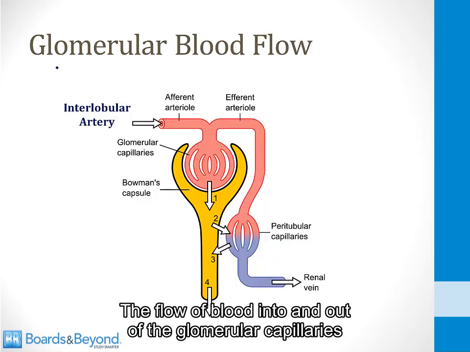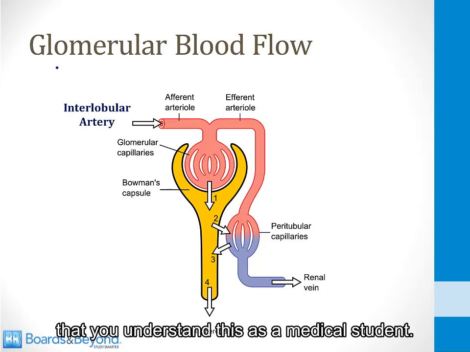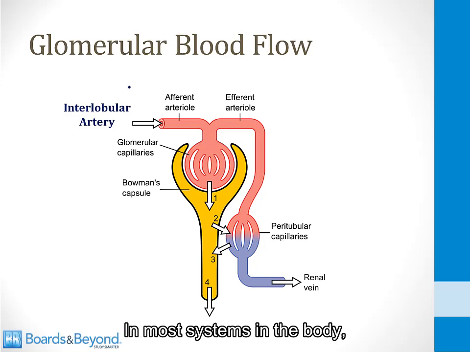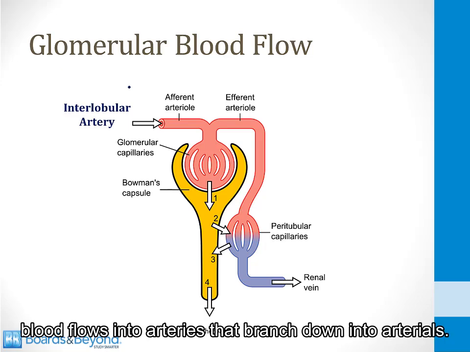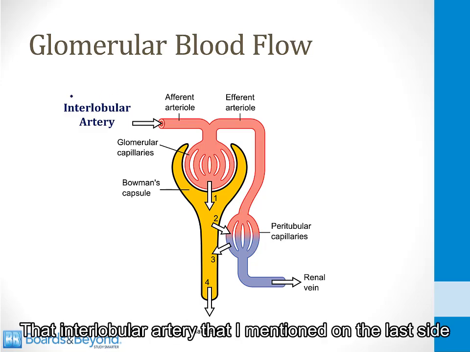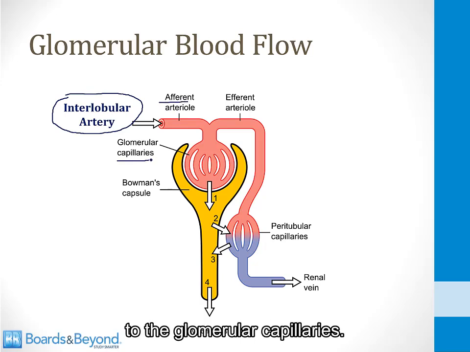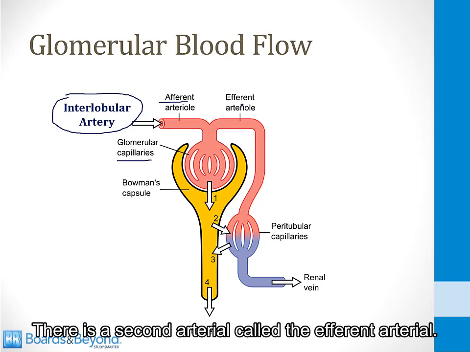The flow of blood into and out of the glomerular capillaries is very unusual, and it's very important that you understand this as a medical student. In most systems in the body, blood flows into arteries that branch down into arterioles. Those feed capillaries, and from there blood flows into venules and veins. The system in the kidneys is different. That interlobular artery that I mentioned on the last slide feeds a set of afferent arterioles that deliver blood to the glomerular capillaries. After the glomerular capillaries, however, there is not a venule. There is a second arteriole called the efferent arteriole.